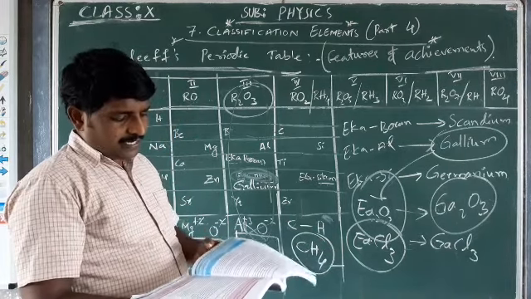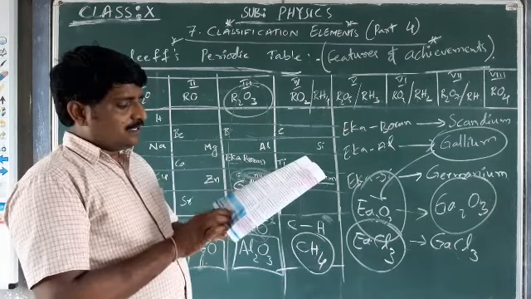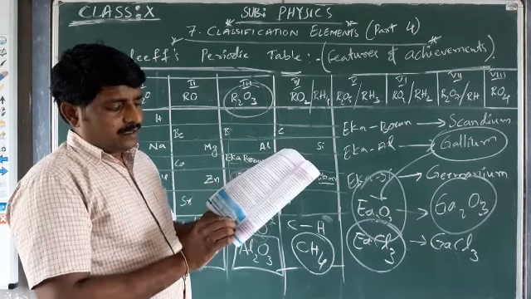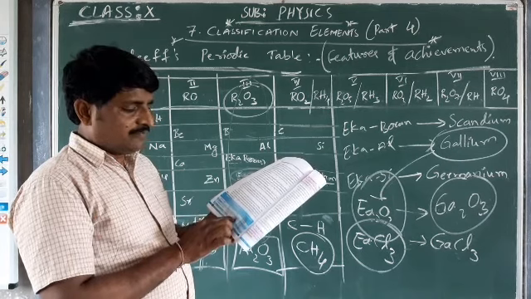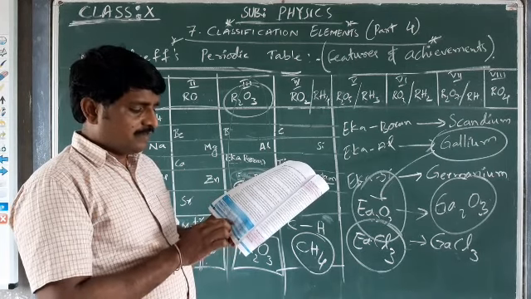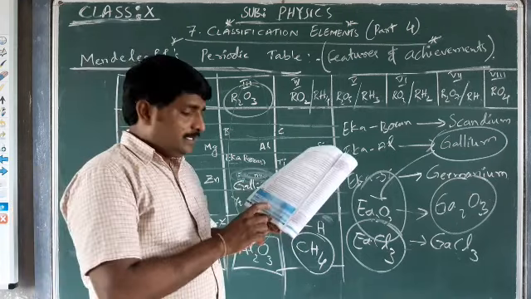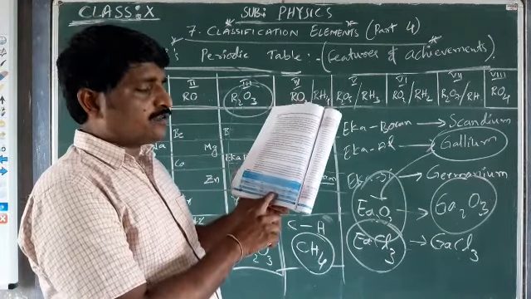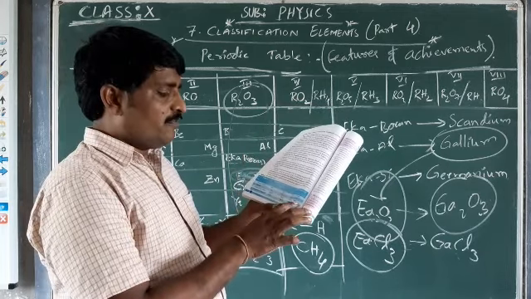Not only with that, see Eka silicon. The predicted atomic weight of Eka silicon was 72. After the germanium discovery, it is 72.59. The predicted density was 5.5, and it is 5.47. The formula of the oxide is ESO2, where ES is Eka silicon, and O2 is going to form; for germanium, GeO2 has been formed.